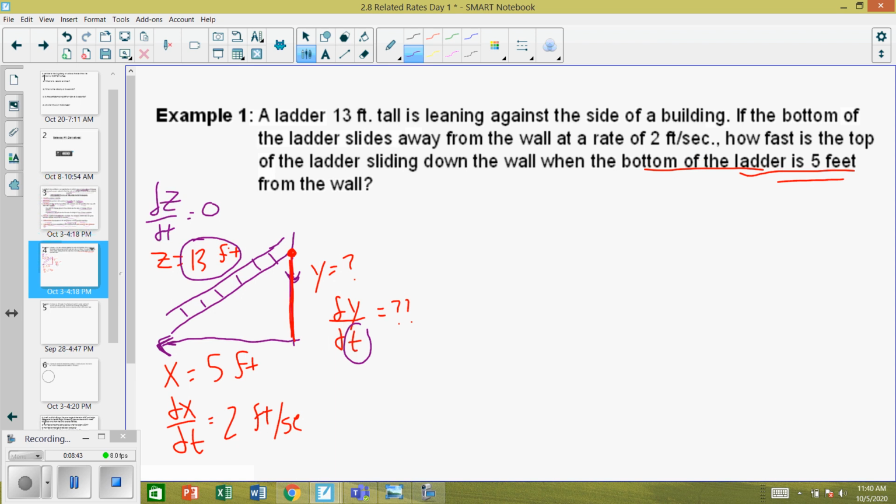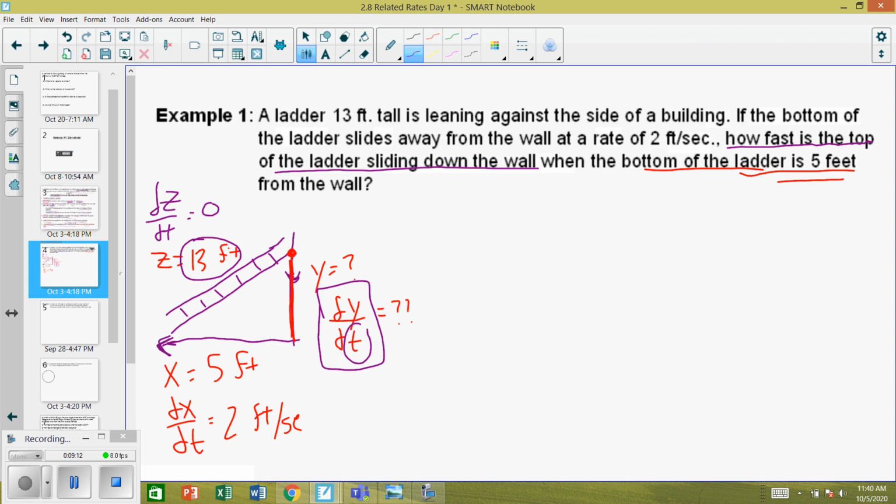Okay. So then the question we ask ourselves: we got everything labeled. We got the variables labeled and the rates at which the variables are changing. Now, always underline or figure out what the question is asking you to find. It says, how fast is the top of the ladder sliding down the wall? That is the rate at which y is changing. If that's what it's asking me to find, I need to know all of the other variables.